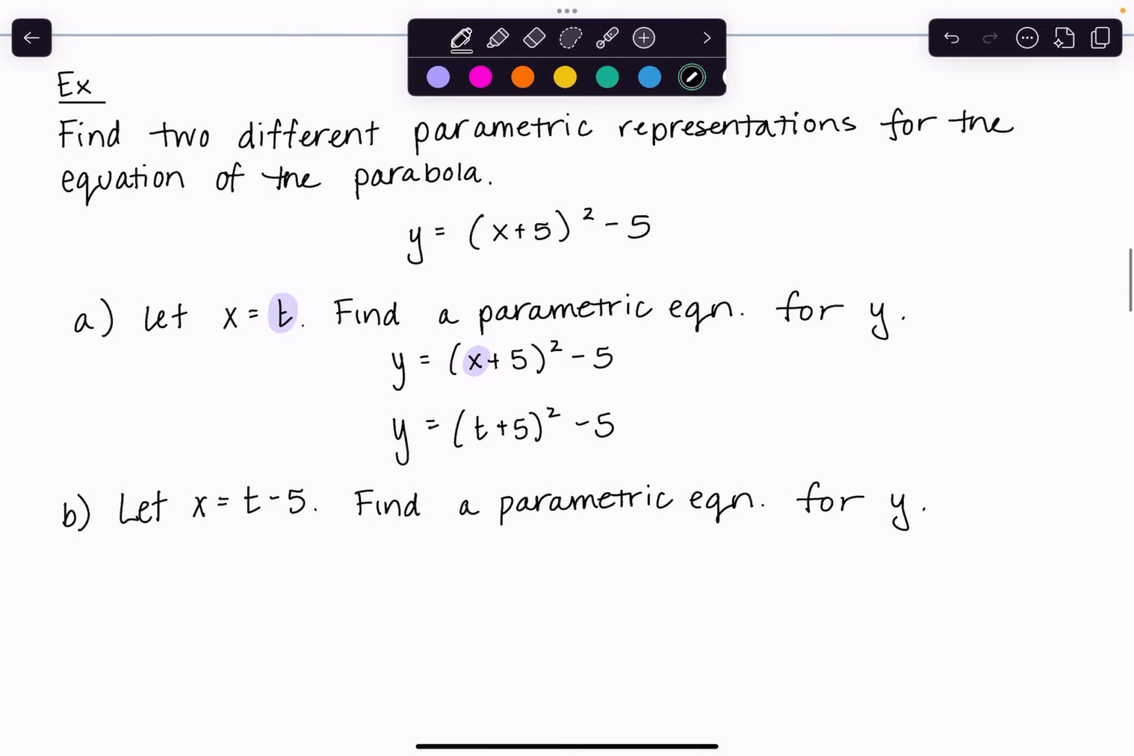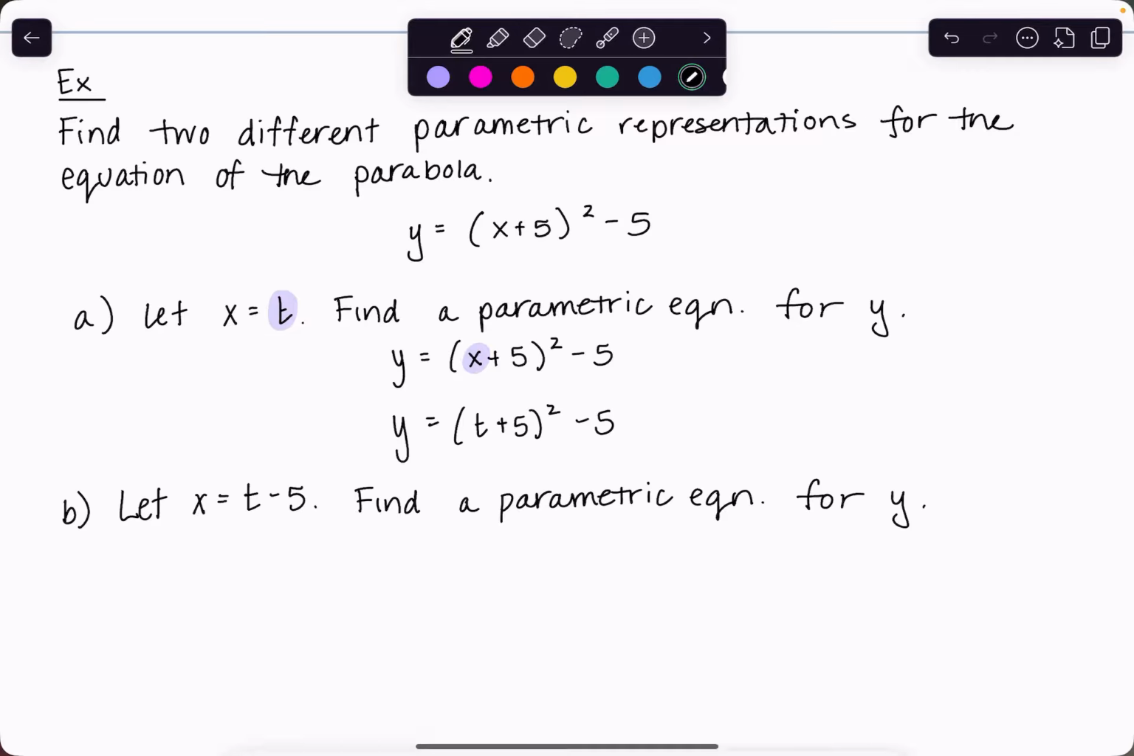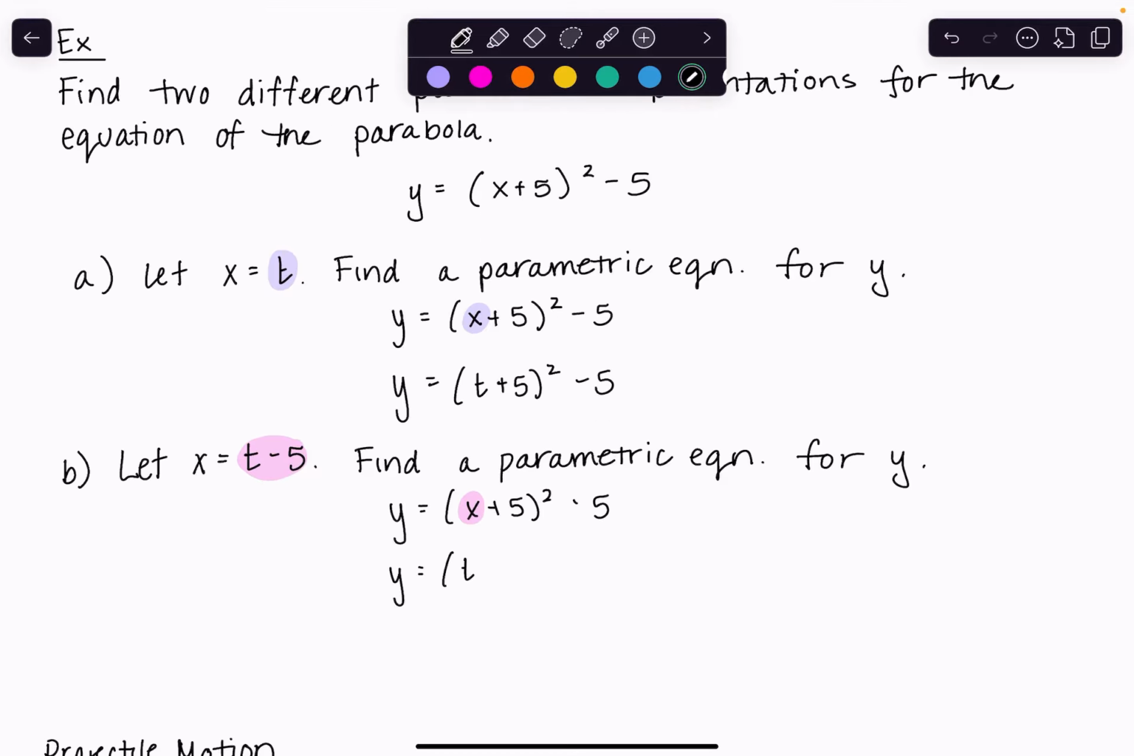Okay. If I need to let x be t minus 5, that one's going to be a little bit different for y. So in place of my x, I'm going to put t minus 5. So we'd get t minus 5 plus 5 on the inside here. And then that minus 5 plus 5 cancels. So the y coordinate would just be t squared minus 5. Okay. So both of these are 2 different representations. They would still trace the same curve. They're just slightly different formulas for the y coordinate and the x coordinate.